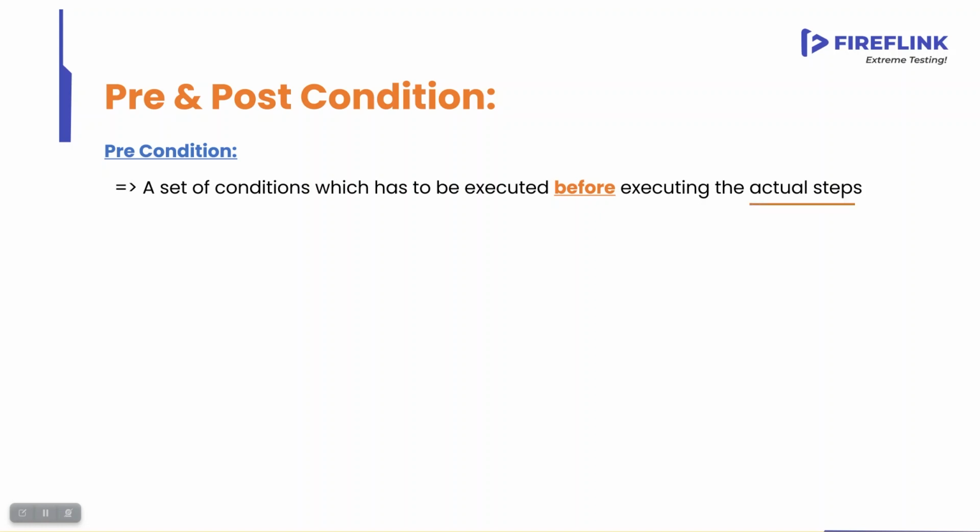So what do you mean by actual steps here? In our automation script, we are writing in the FireFlink platform, right? We will be writing the steps. All those steps are called actual steps. Now I want a set of conditions to be executed before the actual steps. That is what I'm going to call a precondition.